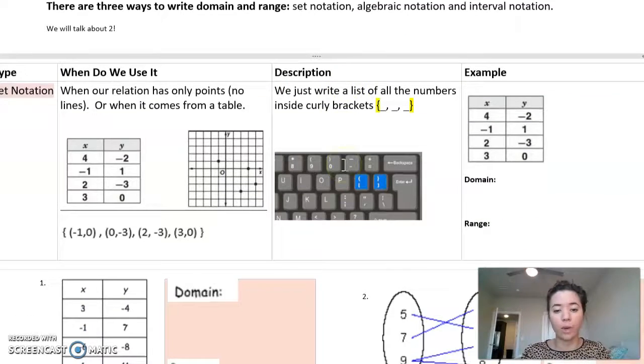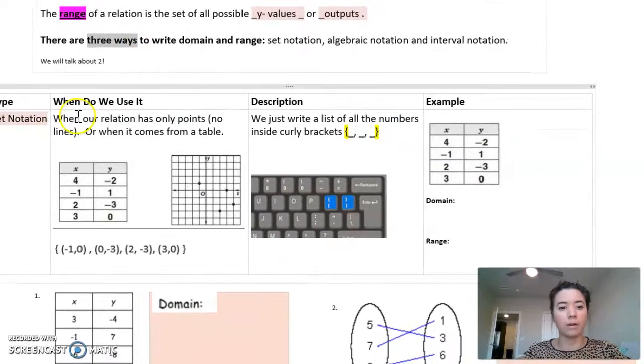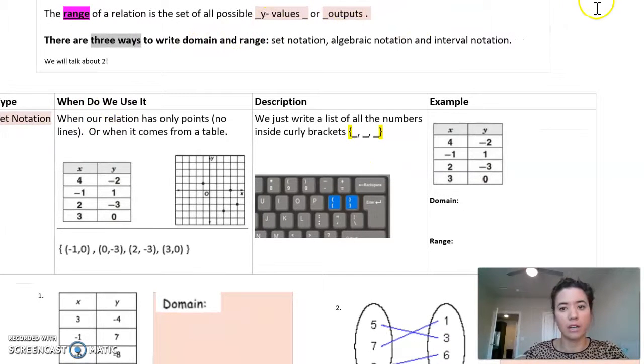There are two different ways we can write domain and range. Well, there's actually three ways. There's set notation, algebraic, and interval. We're going to talk about two of these notations. The first one we're going to talk about is set notation.